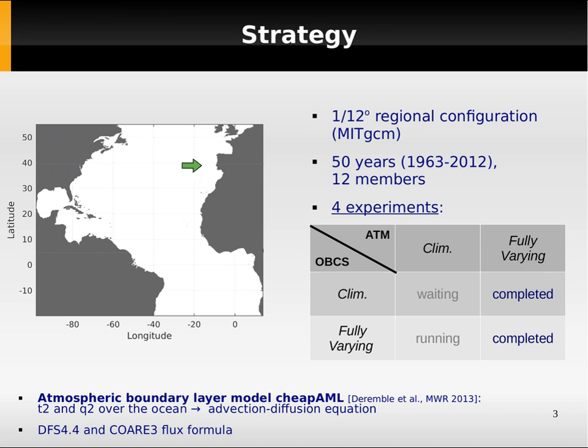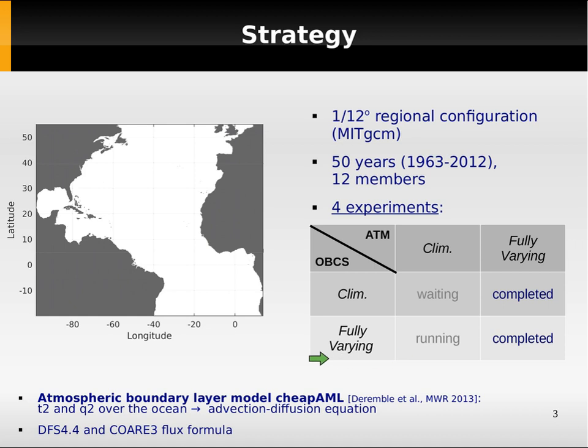This configuration is integrated over 50 years with an ensemble strategy made of 12 members, and we ran 4 different experiments. The 4 experiments are made by permuting the atmospheric or the open boundary condition as being climatological or fully varying. So far, we have completed only the 2 configurations with fully varying atmospheric conditions. I'm going to mainly focus today on the configuration that runs with fully varying open boundary conditions and atmosphere.